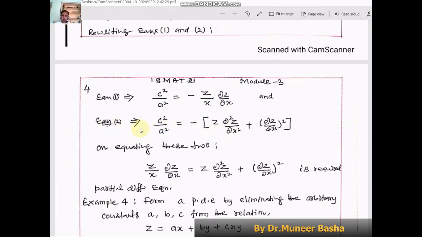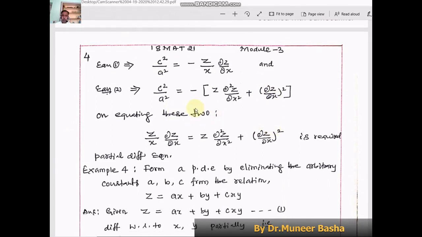And then equation 2 can be written as c square by a square is equal to minus z into [dou square z by dou x square plus (dou z by dou x) whole square]. And we got similar terms on the left hand side of both the equations, c square by a square. Therefore we can equate both of them and then we will formulate an equation not containing any constant term. It contains only partial derivatives, the z function, and x term or y term. So this is the required partial differential equation. So this is how we can formulate.